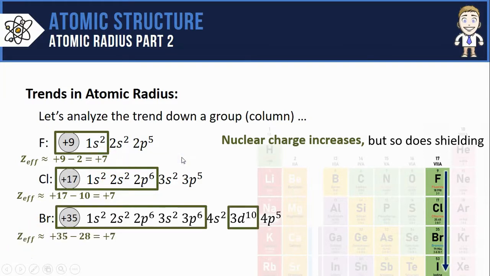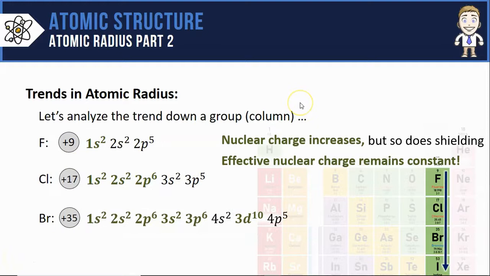And that effect continues down to bromine. If you do the calculation there too, the effective nuclear charge is exactly the same. So while it looks like the nuclear charge is increasing, that effect is actually canceled out by the increased shielding electrons. So the effective nuclear charge that these outermost electrons will experience remains constant as you move down a group. So if the nuclear charge isn't playing a role here, what can we look at to explain the difference in radius? Well, luckily it's a much simpler explanation.